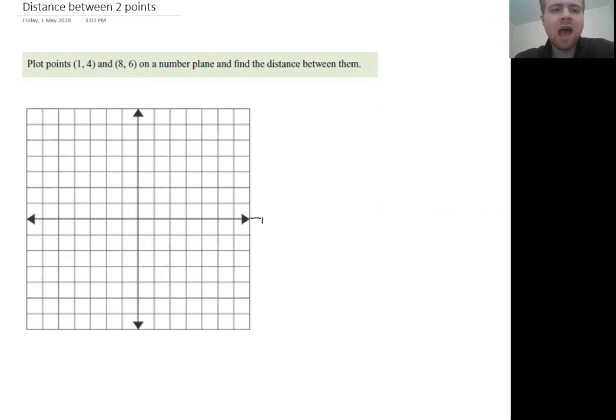Today we're looking at how to find the distance between 2 points. Okay, last lesson, we found the midpoint. Now we're going to find how do we find the distance between 2 points on a number plane. Okay, let's get straight to it.